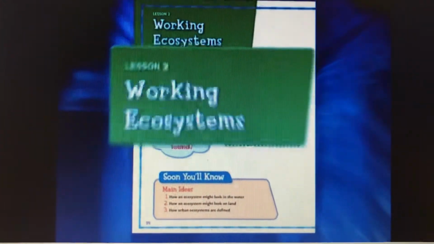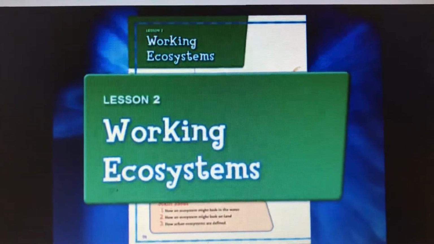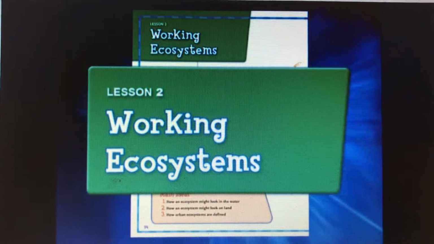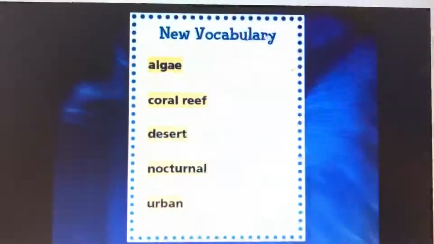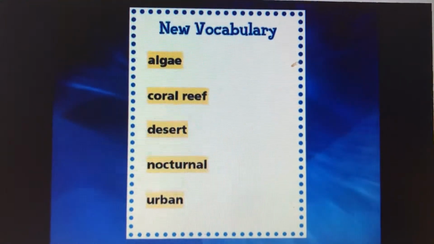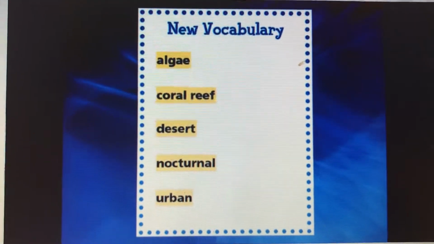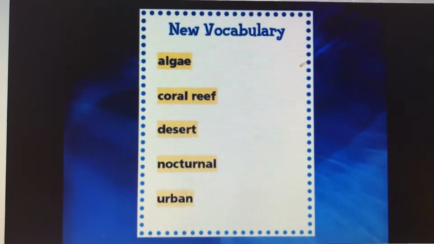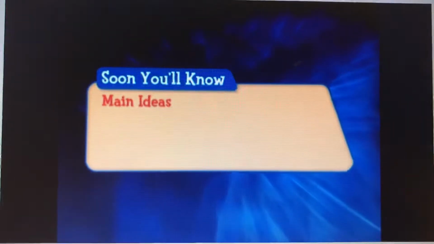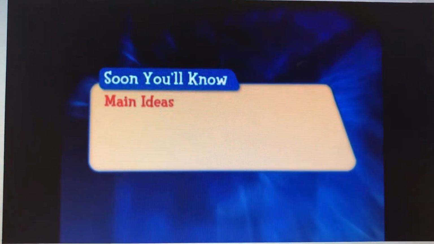working ecosystems. We'll look at living and non-living things in those ecosystems and how they work together to keep everything balanced. During today's lesson, look out for these vocabulary words: algae, coral reef, desert, nocturnal, and urban. And, soon you'll know, these main ideas.